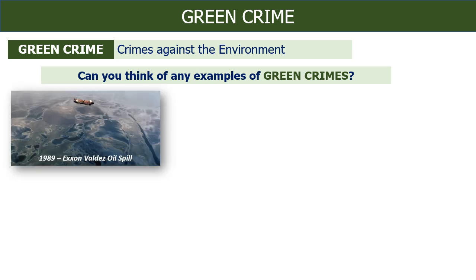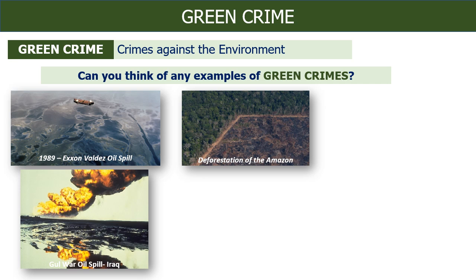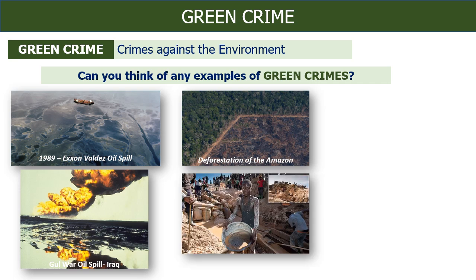There are things like oil spills, which obviously are polluting our oceans. You've got deforestation of the Amazon, removing acres and acres, hectares and hectares of trees. You've got other oil spills from rigs, not just ships as well, okay? Sometimes this has happened through acts of war and terror, sometimes through freak accidents as well. You've got pollution as well as mining for precious materials and minerals and stones, sometimes done illegally.